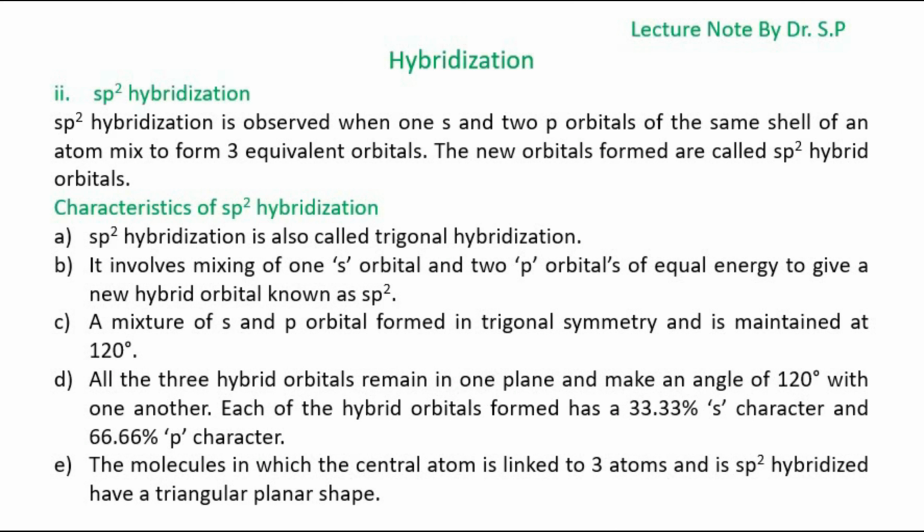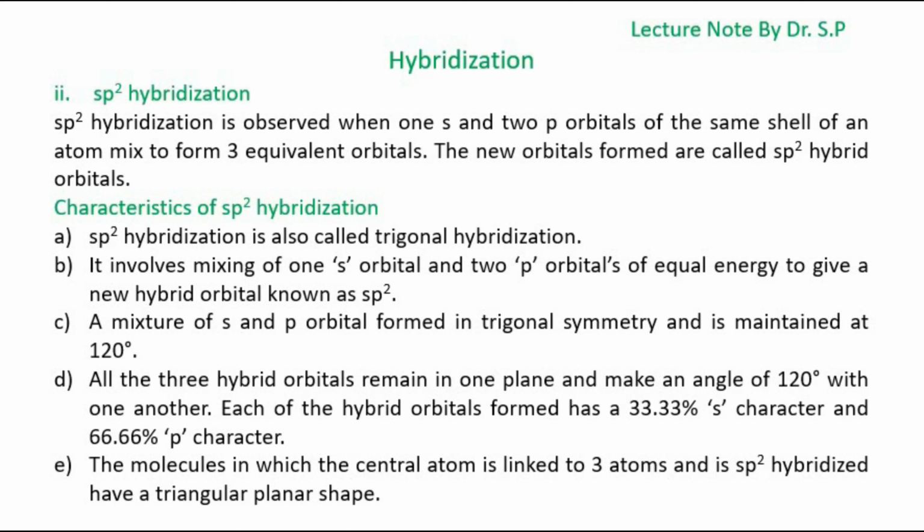Characteristics of sp2 hybridization. Sp2 hybridization is also called trigonal hybridization. It involves mixing of one s orbital and two p orbitals of equal energy to give a new hybrid orbital known as sp2. A mixture of s and p orbitals formed in trigonal symmetry is maintained at 120 degrees. All the three hybrid orbitals remain in one plane and make an angle of 120 degrees with one another.